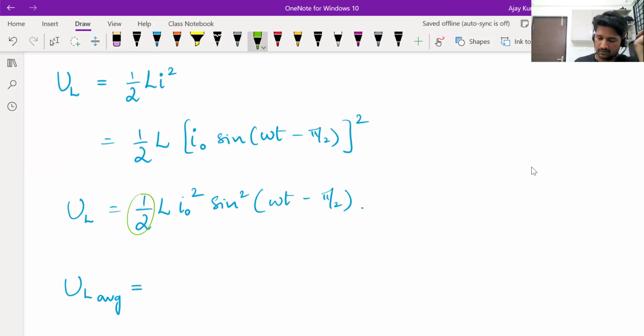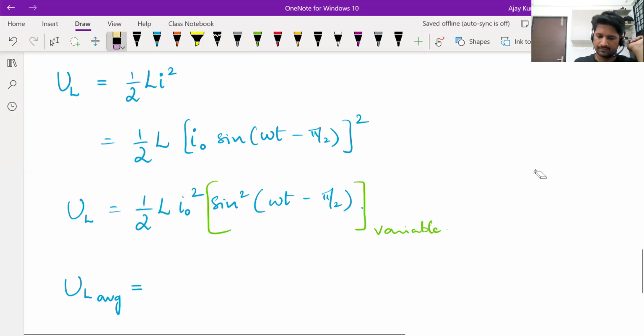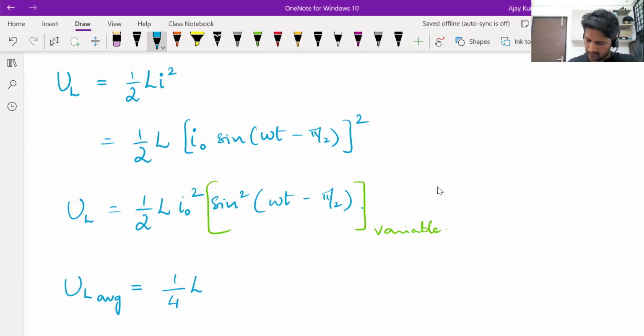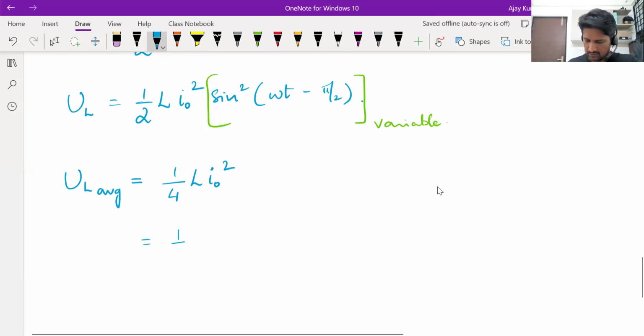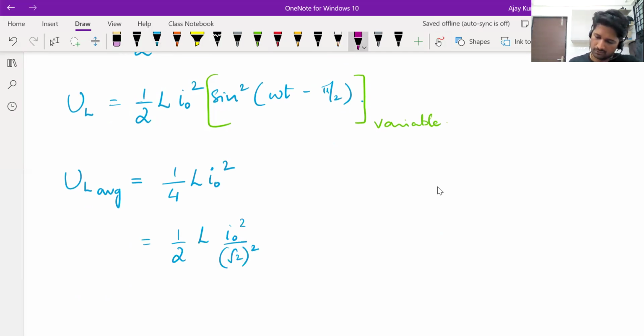Half is a constant, L is a constant, peak value of current is a constant. This is the variable term here. Can one of you tell me the average value of the sine square function? So half. Half, correct. Half and half, effectively it becomes 1 by 4 L I naught square. That's the average energy stored in the inductor. You can write it this way also: half L I naught square by 2, right? By 2 can be written as root 2 whole square. And what is I naught by root 2?